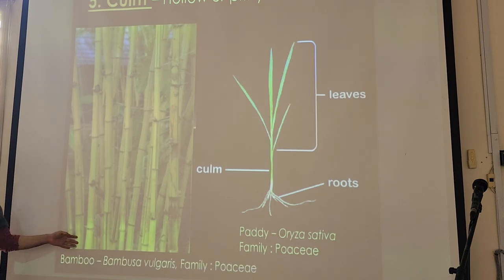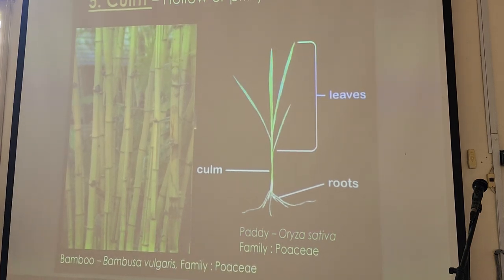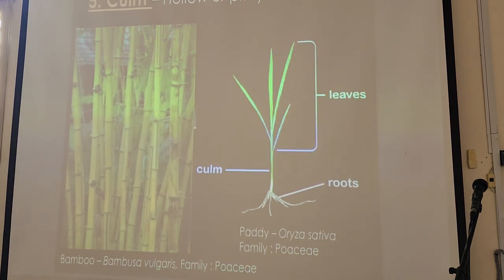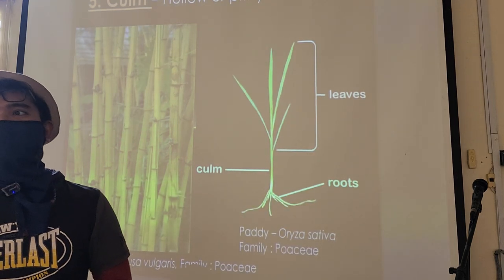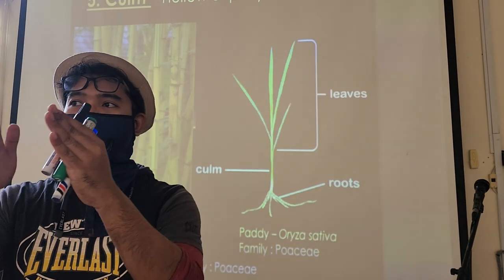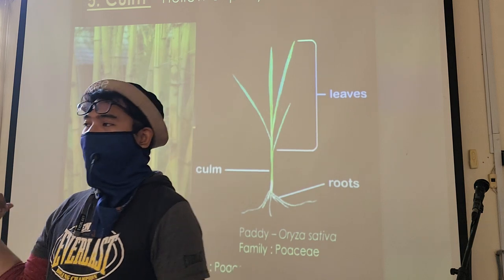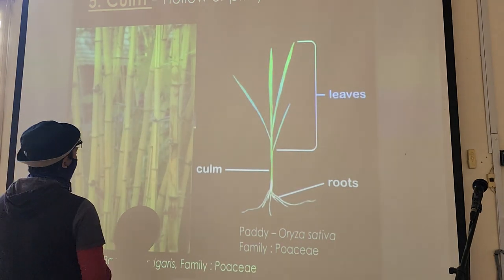And bamboo is also in the grass family. In fact, bamboo is the fastest growing organism on the planet. When it's growing vegetatively, when it's active, it can grow about 20 inches in one day. You can literally see it growing in front of you. So it's very, very fast.